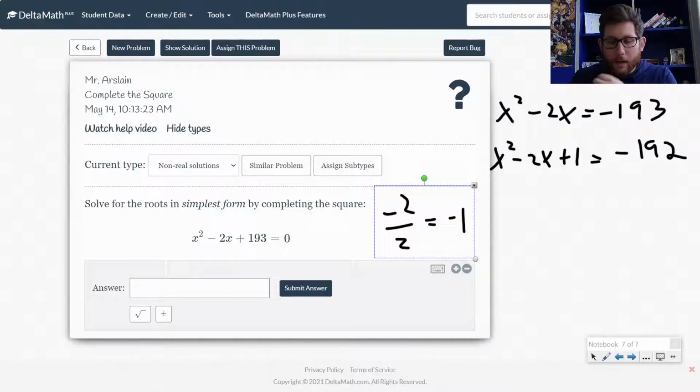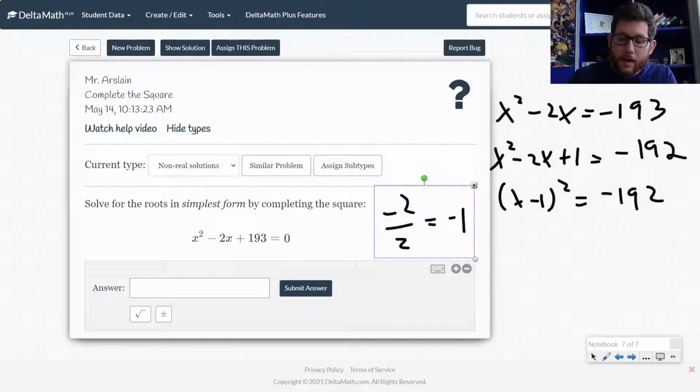All right. So now at this point, I've got my square. I can complete my square here on the left side, so I get x minus 1 squared is equal to negative 192. I'll take the square root of both sides. x minus 1 is equal to plus or minus the square root of negative 192.